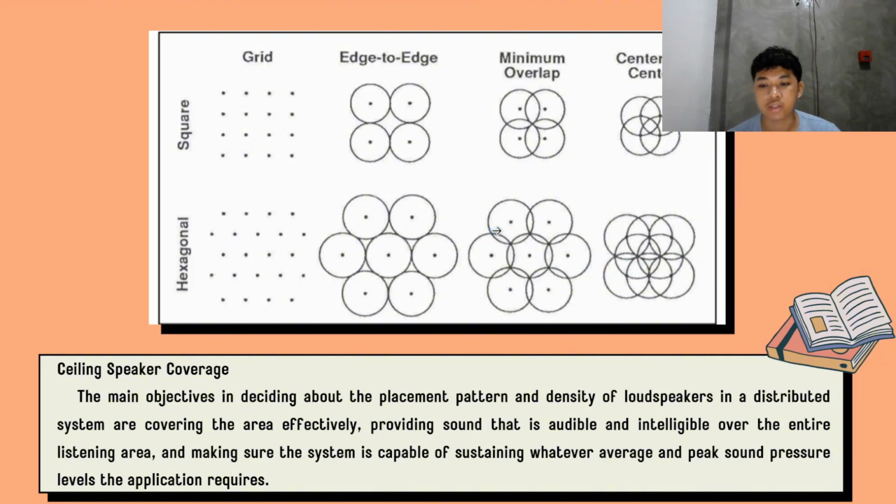Ceiling speaker coverage. The main objectives in deciding about the placement pattern and density of loudspeakers in a distributed system are covering the area effectively, providing sound that is audible and intelligible over the entire listening area, and making sure the system is capable of sustaining whatever average and peak sound pressure levels the application requires.